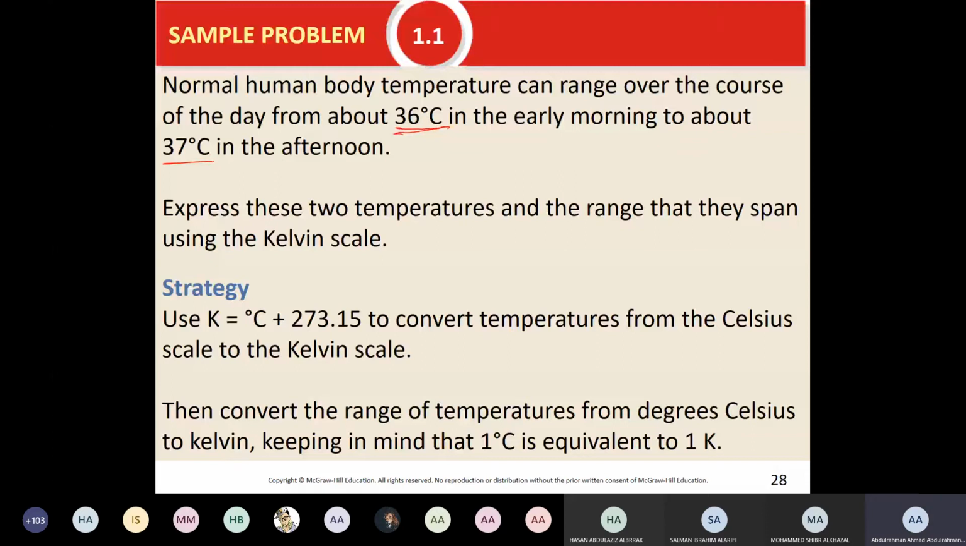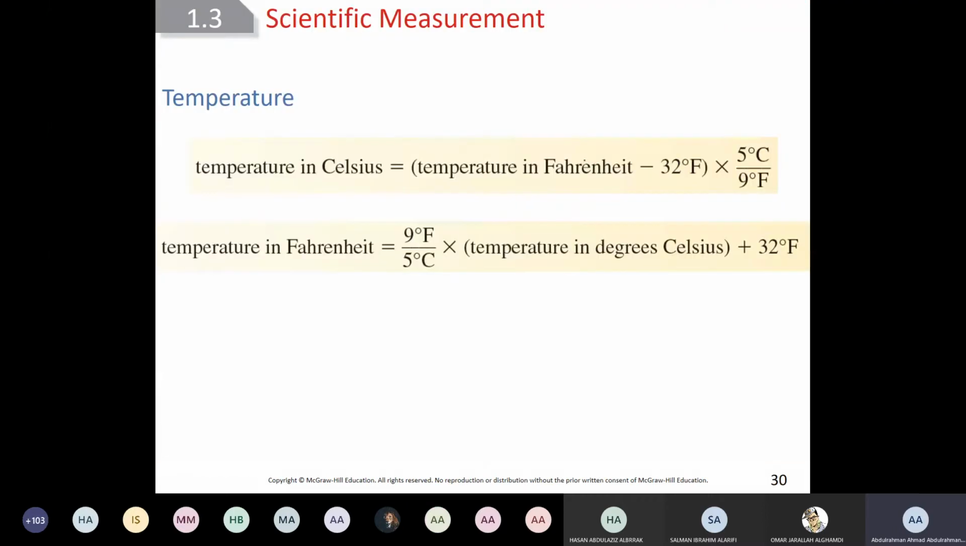Kelvin equal to what? 36 plus 273.15. So you have 309.15. 309 or 310. Clear? Very good.